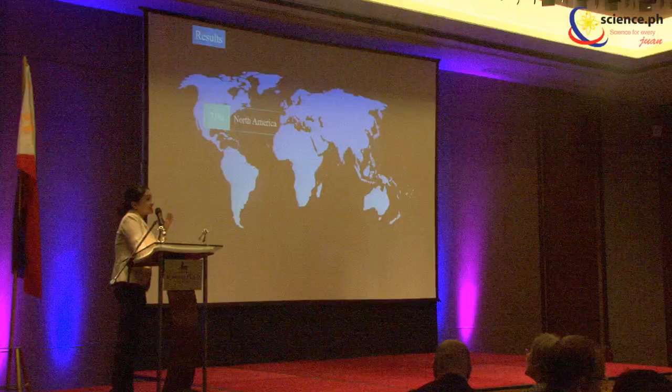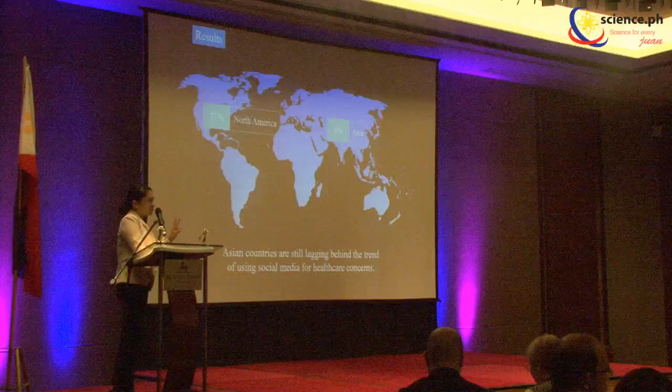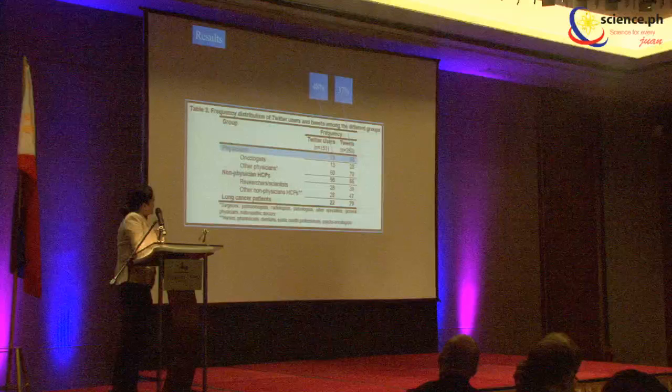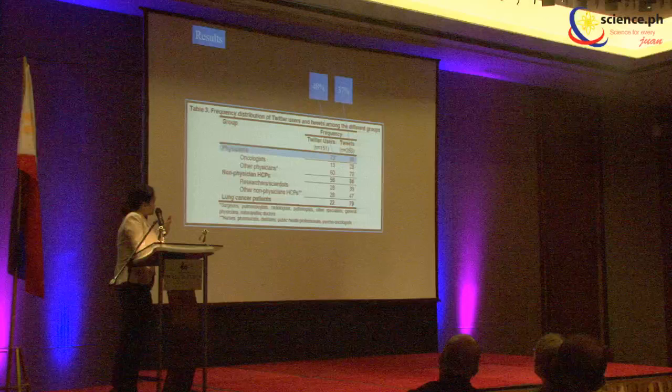So for the frequency distribution, you can see that most tweets were still from physicians. 37% of tweets were from physicians, and for the Twitter users, 48% were physicians. There is a low number of oncologists, only 18%. However, they still generated a considerable number of tweets. And lung cancer patients comprise 15% of users with 30% of the tweets.